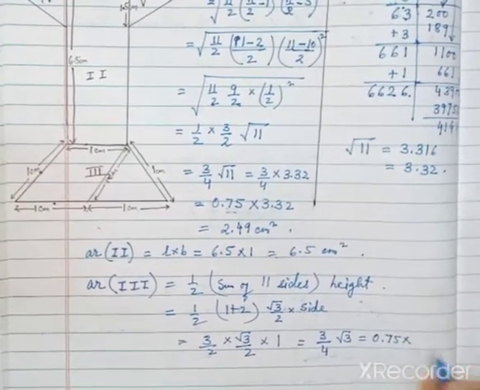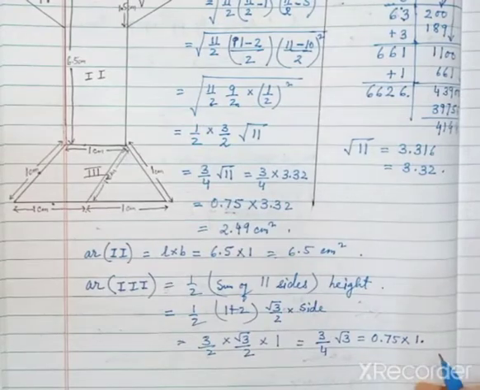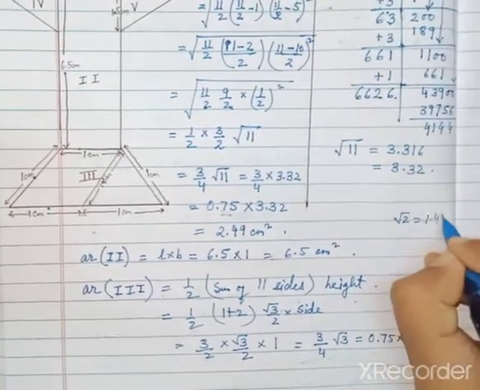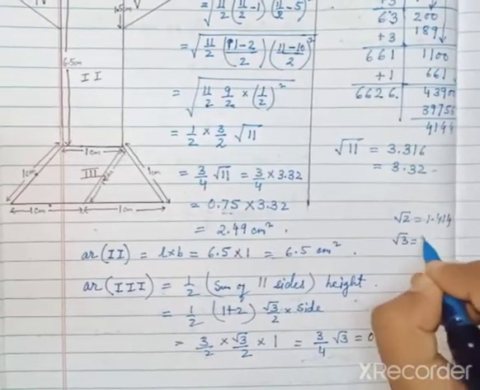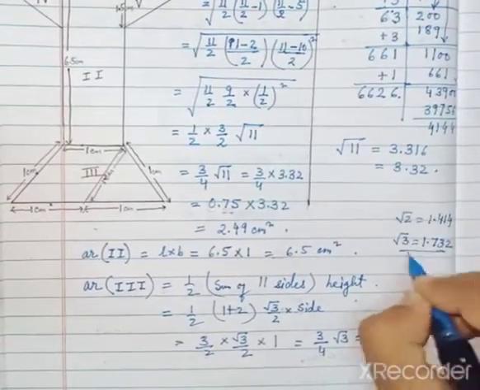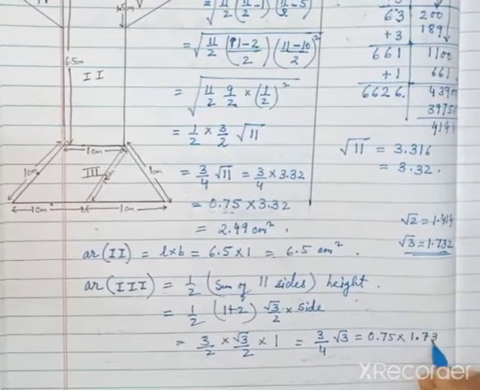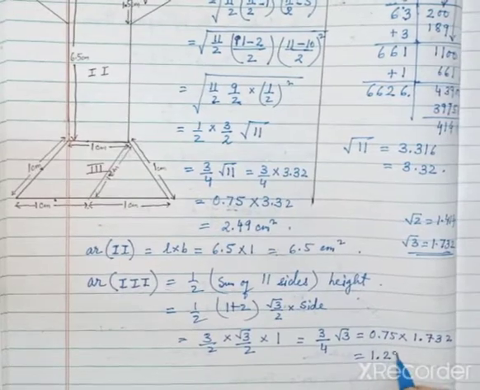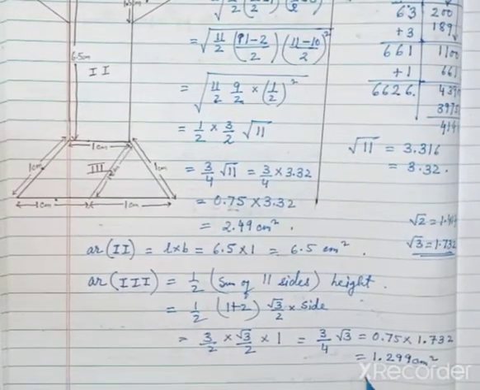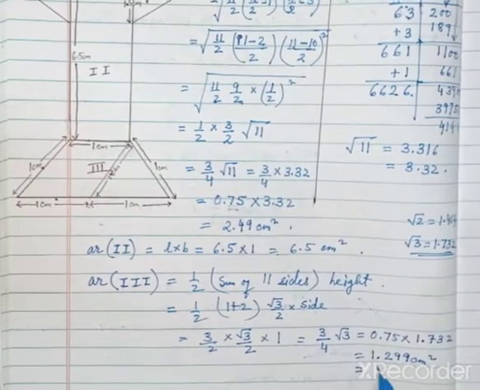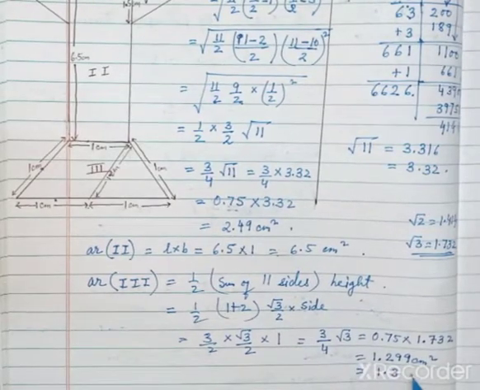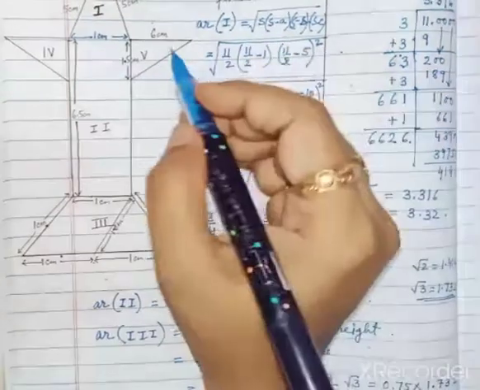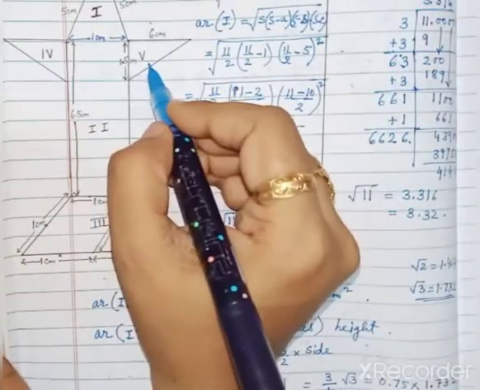You should remember the √2 value and √3 value. √2 value is 1.414 and √3 value is 1.732. So this value we will put here. After multiplying this, we will get 1.299 centimeter square, and that can be written as 1.30 centimeter square.